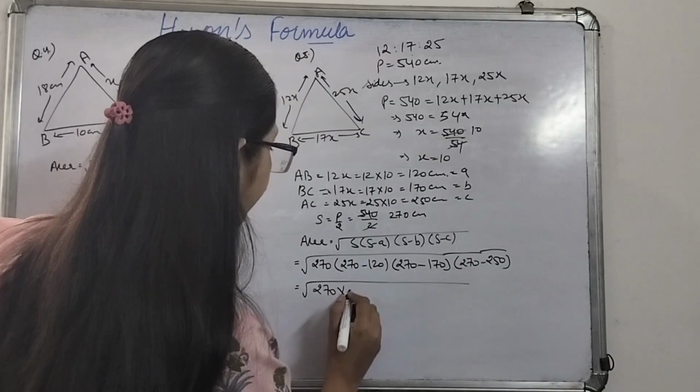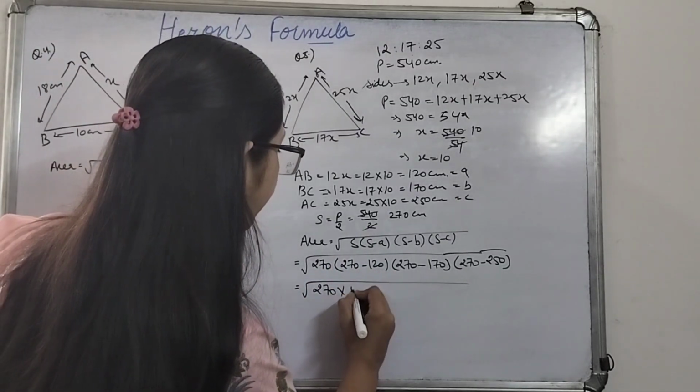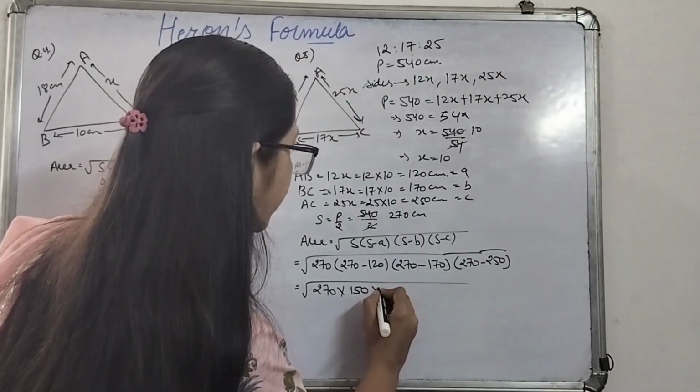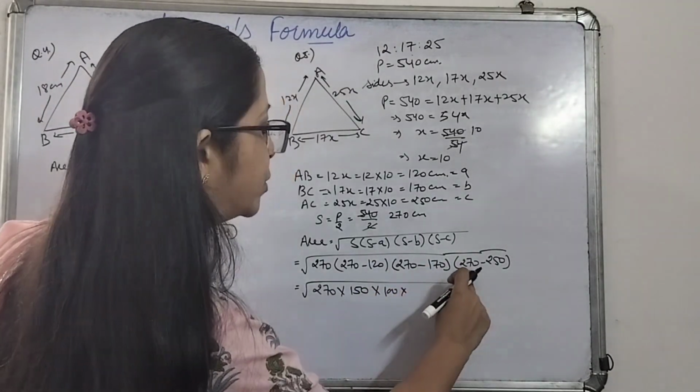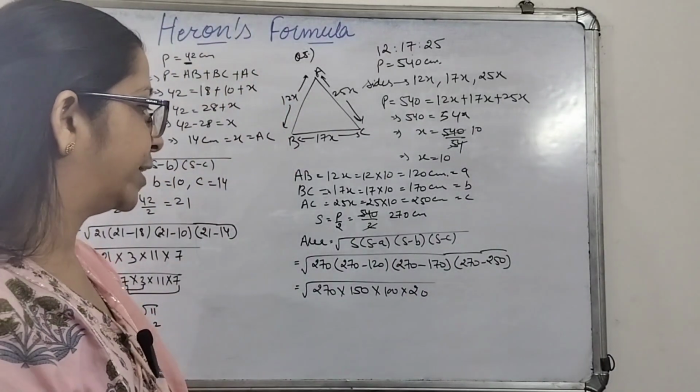270 minus 120 will be your 150. 270 minus 170 will be your 100. And 270 minus 250 will be your 20. Now we will be solving it further.